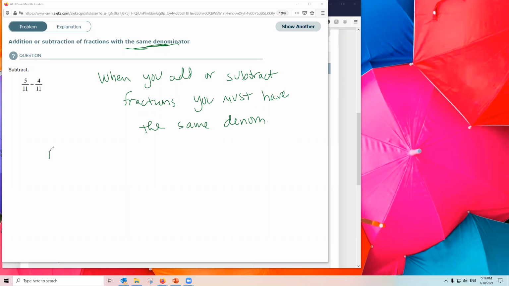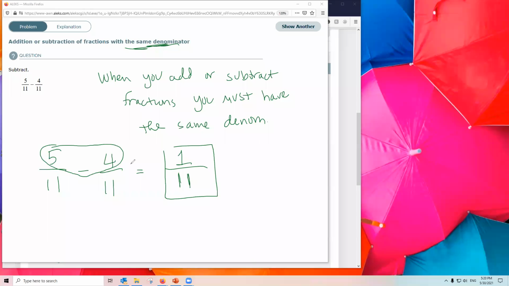But here, the good news is the denominator is the same. It's 11 for both fractions. The rule is keep the denominator as is. So I'm just going to leave the denominator as 11, but I'm going to add or subtract the top numbers. Here it's a subtraction. 5 subtract 4 is just 1. So here's the answer, 1/11.